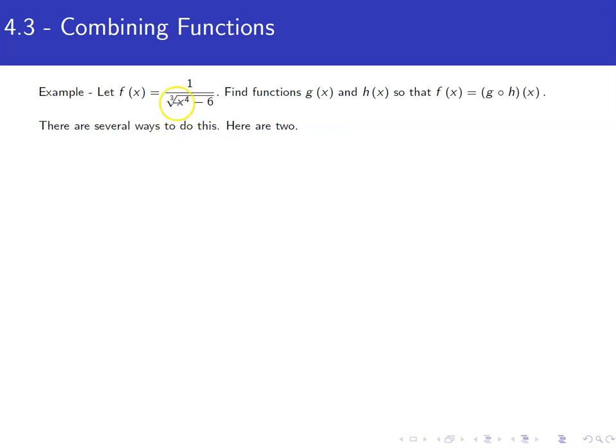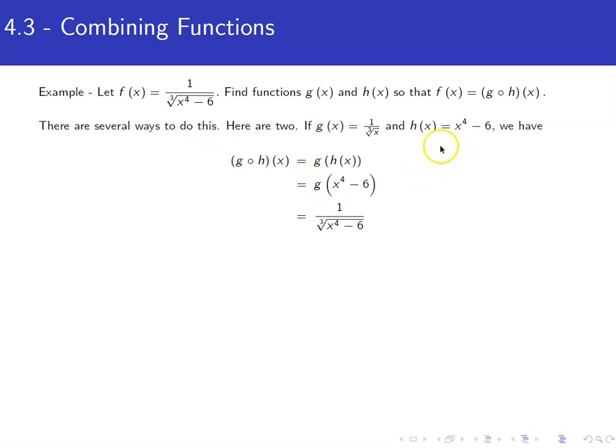Notice that one of the functions that I have, if I just imagine this thing as a big old x, one of the functions would be 1 over cube root of x. So if I let g of x be 1 over cube root of x, and then h of x be x to the fourth minus 6, I like to think of this as an outside function and an inside function. X to the fourth minus 6 is inside the cube root here, so that's what I'm letting my h of x be. My outside function is 1 over the cube root of something, so that's the 1 over cube root of x, which is what my g of x would be. And if you go through and do the composition, you see you get exactly what f of x is.